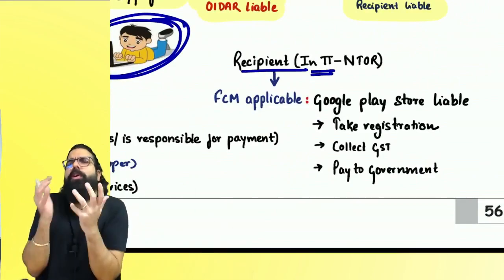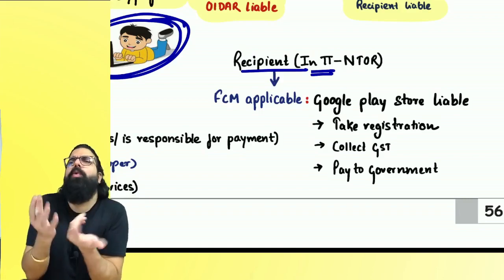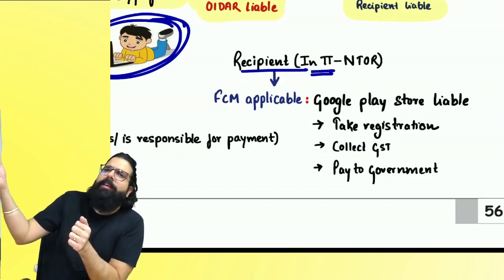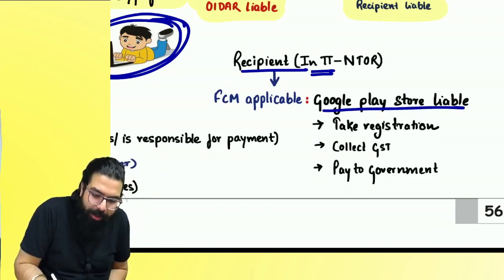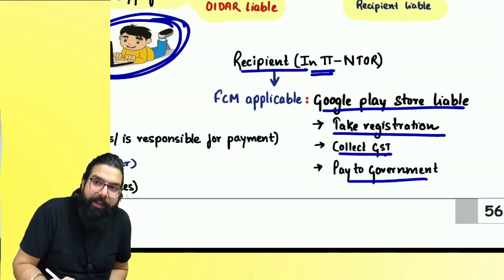For example, you downloaded one game. You are not a registered person. Who will collect the GST? They will collect the GST, Google Play Store, and they will pay to the government. So here, Google Play Store will be liable. They will take registration, collect GST, and pay. Forward charge mechanism. Can I go ahead, everyone?